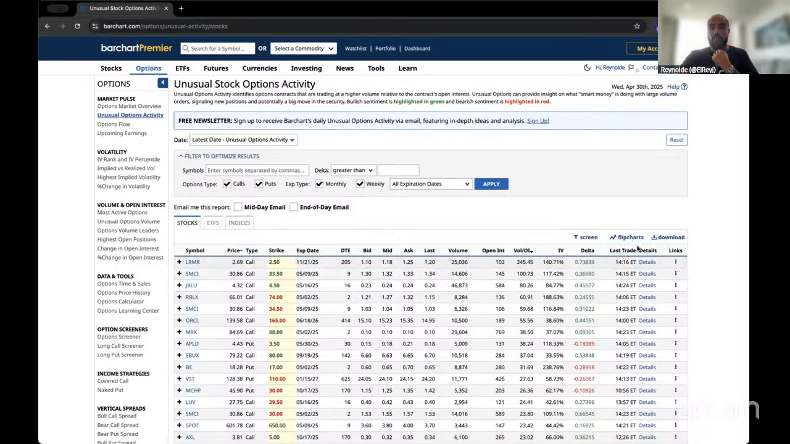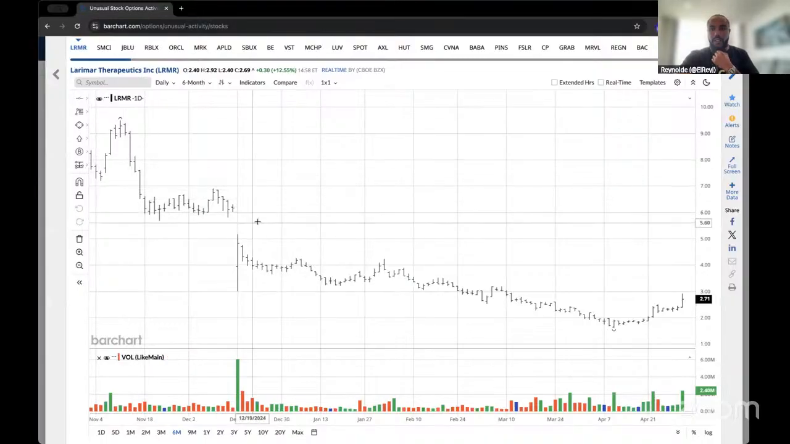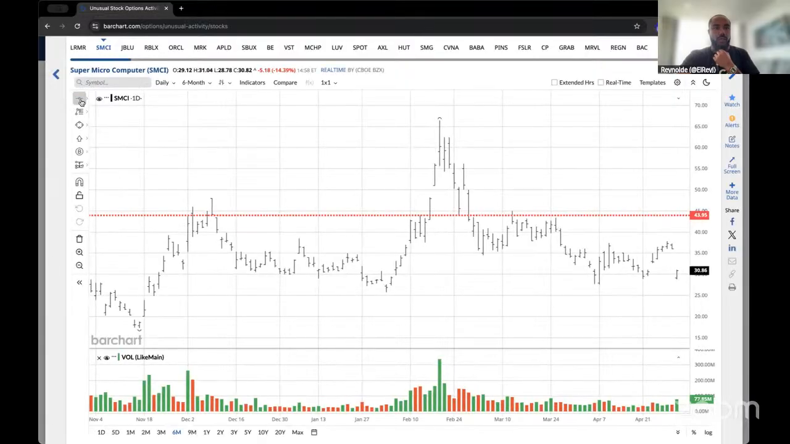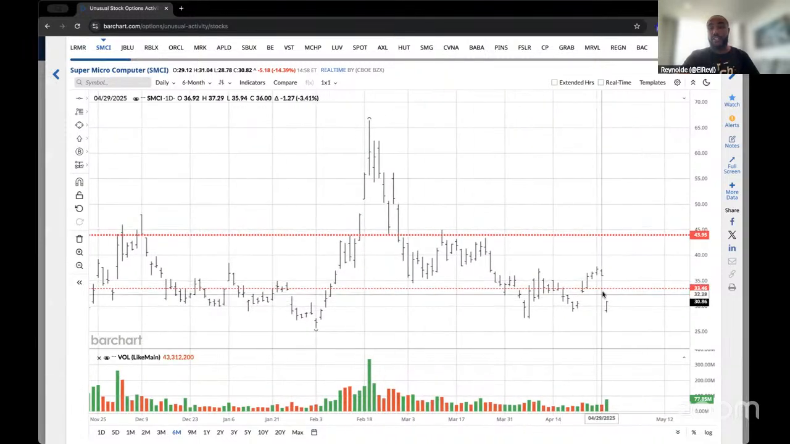So we'll pull up the chart, SMCI 33.50, and we'll put that on here. 33.50 is the strike price, so they're expecting price to be here. And it just had a gap down, so they're expecting maybe this gap to close here. So they're taking a bullish trade on this particular stock.